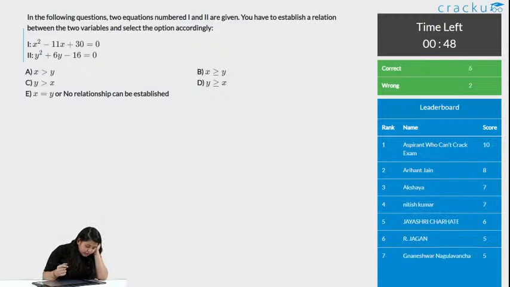Is it possible to attempt all the 35 questions in 20 minutes? Yes, Aryan, it is possible, and in exams like IBPS Clerk, RBI Office Assistant, there are cutoffs which are more than 90. So, definitely it is possible to attempt all the 35 questions in 20 minutes.